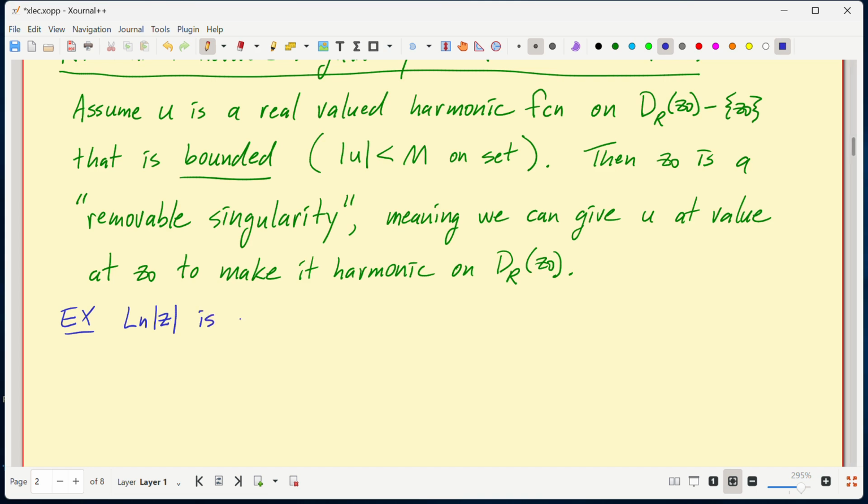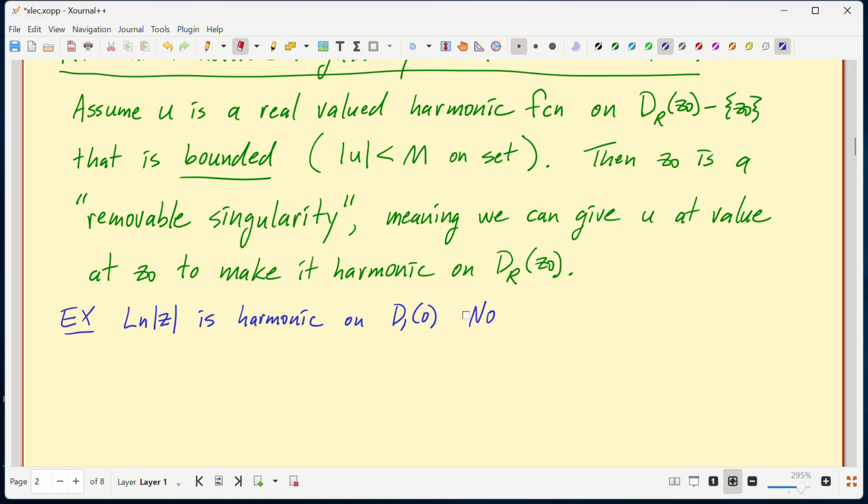And so that's harmonic on D_1 minus 0, but it doesn't have a harmonic conjugate. So I can't get an analytic function and use the standard Riemann removable singularity theorem. Is it harmonic at the point 0? No, it's minus infinity there, so it's not even defined there. But it's going to be an important piece of this proof. It has no harmonic conjugate.